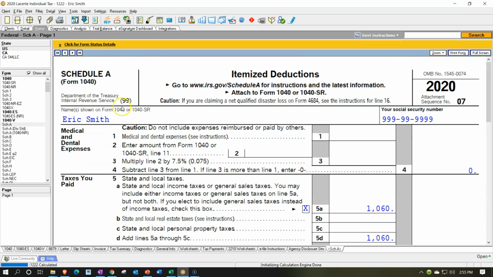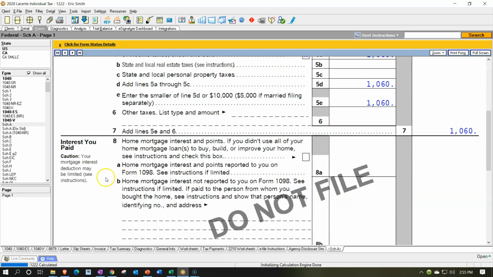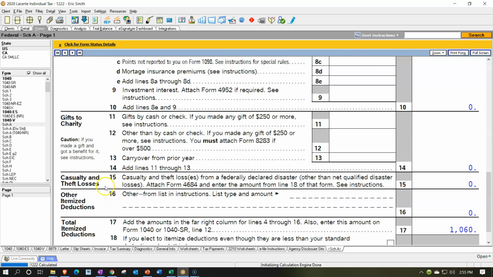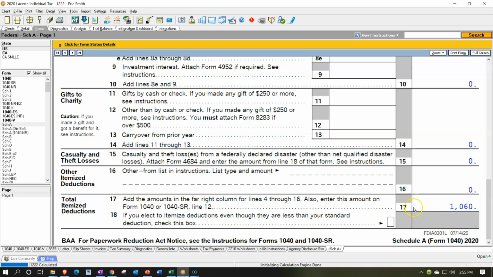So if we jump over to the Schedule A, here we have it, itemized deductions. The categories are going to be at the left-hand side: medical, taxes you paid, interest, charities, casualty and theft, other itemized deductions, and then the total, which will be calculated down here, where we have the $1,060. That is the number that has to be greater than the standard deduction in order to be taking the itemized deduction. As of now, of course, this number is less than the standard deduction. Therefore, the software is picking the standard deduction as the deduction that we're going to be taking.